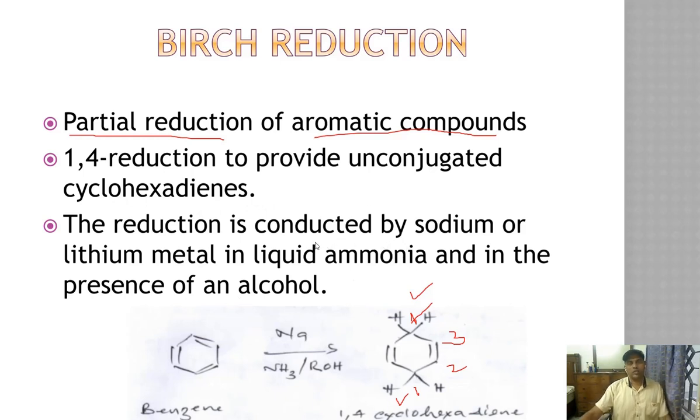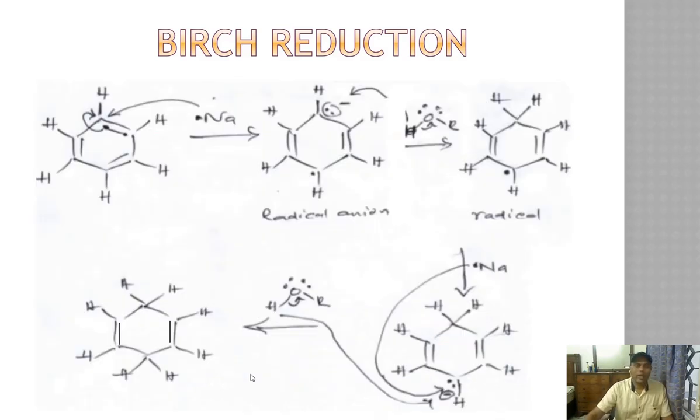What is the reagent we are going to use here? The reduction is conducted by sodium or lithium. You can take sodium or even lithium, sodium or lithium metal in liquid ammonia and in the presence of alcohol. We have to take the liquid ammonia and the reaction medium, the solvent, is alcohol. All right, let's look at the mechanism in this reaction. Let's see how the reaction is going to take place.